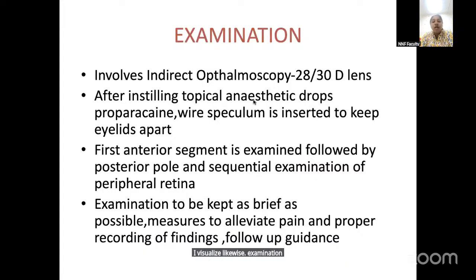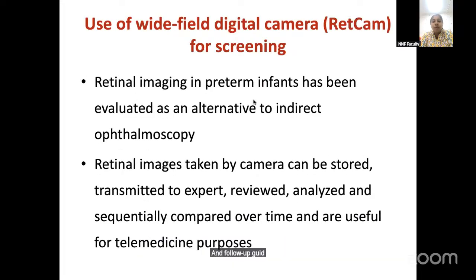Examination. It involves indirect ophthalmoscopy, with a 28 to 30 diopter lens. After instilling topical anesthetic drops like proparacaine, a wire speculum is inserted to keep the eyelids apart. First, the anterior segment is examined, followed by the posterior pole, and then the sequential examination of the peripheral retina. Examination is to be kept as brief as possible, and measures to alleviate pain and proper recording of the findings are to be done, and follow-up guidance is to be given.